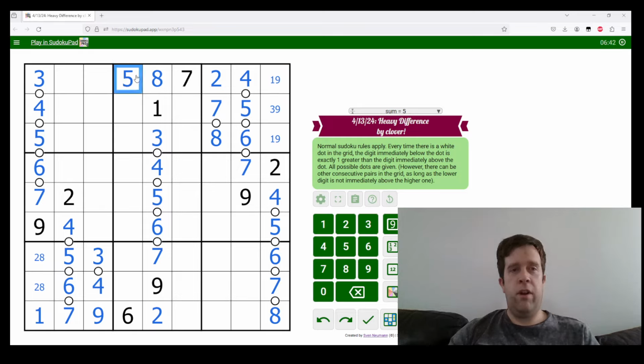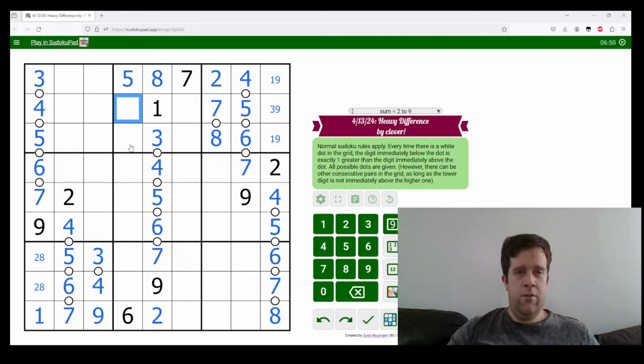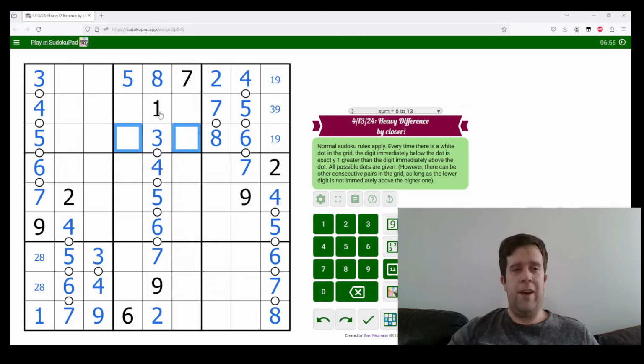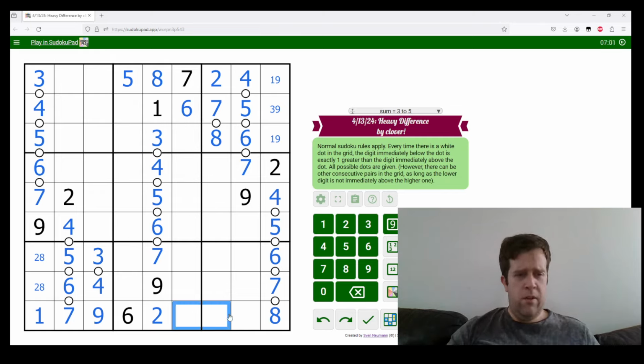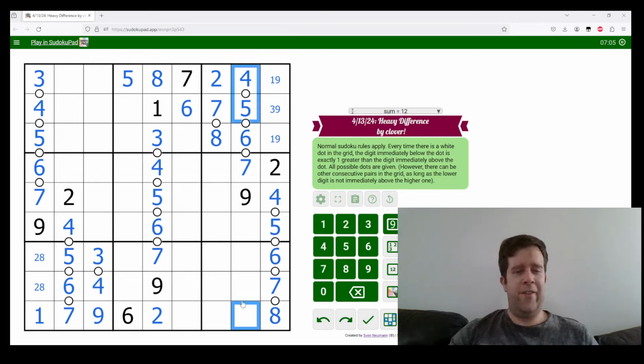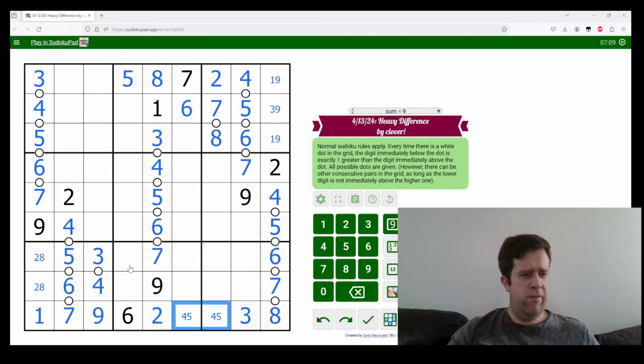5 in box 2 goes there, leaving 1, 6, and 9 to place in here. Can't quite do that just yet. 6 in box 2 can't go in there. If we put 6 there, it would be below a 5, so 6 needs to go here. 3, 4, 5 to place down here. This is 4 and 5 up here, so that we put a 3 there. These have to be 4 and 5.